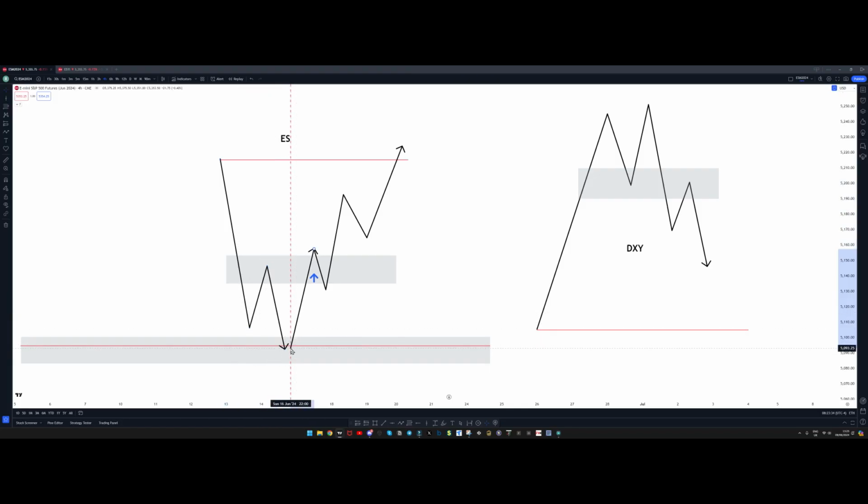Key times: did we hit the drawn liquidity, yes or no? No. Continuation. Next key time, have we hit the drawn liquidity, yes or no? No. Continuation. Next key time, have we hit the drawn liquidity? Yes. Possible reversal.